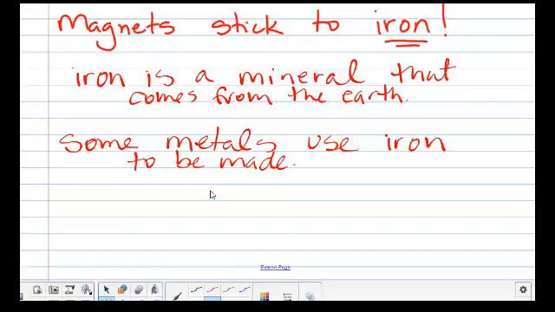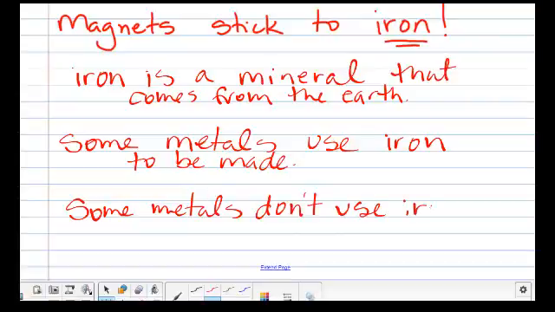But at the same time, there are other types of metals that we use that don't have iron in them. Okay? So we would say that some metals don't use iron in manufacturing. So, in other words, when they make them, they don't use iron.